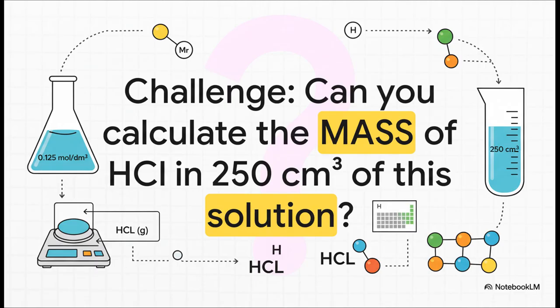So now that you're a pro at concentrations, here's a little challenge question to take it to the next level. If you know the concentration of our acid is 0.125 moles per decimeter cubed, how would you figure out the actual mass, in grams, of HCl in a 250 centimeter cube sample of it? This question connects everything we've just done with relative formula mass.